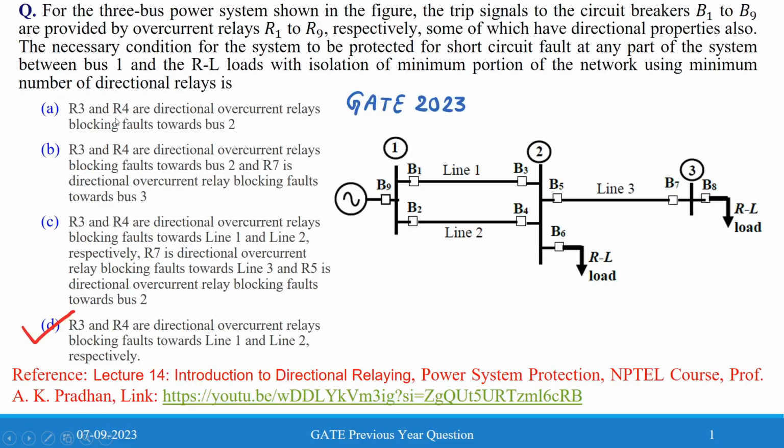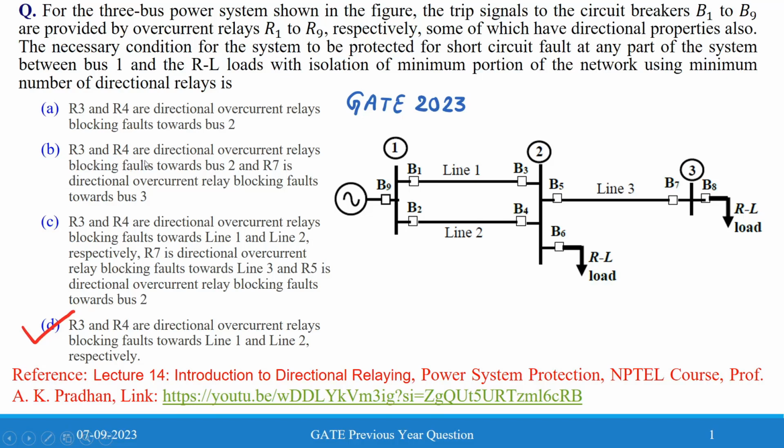The first option is that R3 and R4 are directional overcurrent relays blocking fault towards bus 2. This is also correct. This will also be correct if it is a multiple choice question, if we have to select multiple answers for this question. But let us see the other options also.